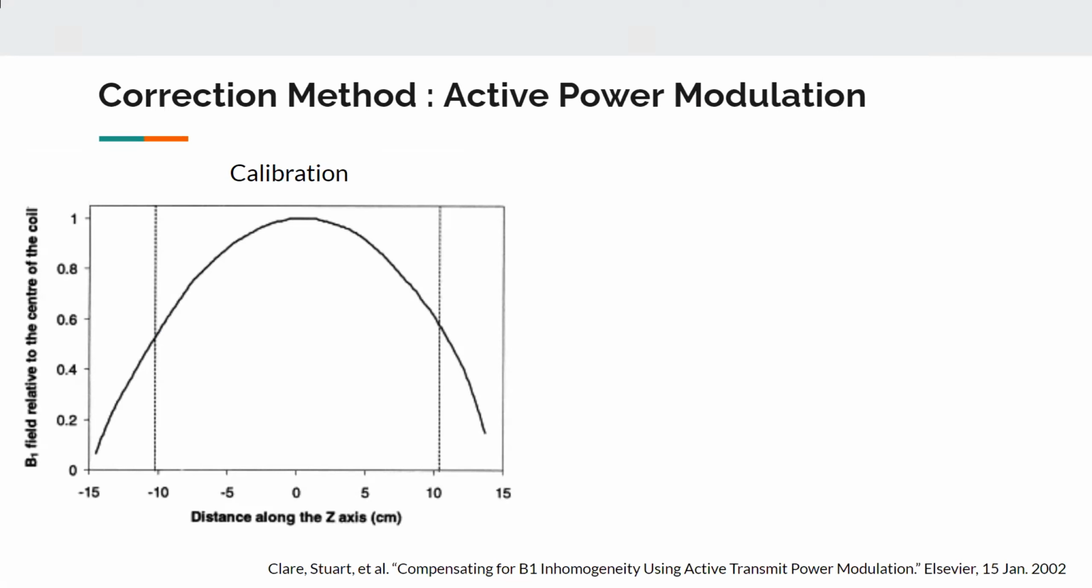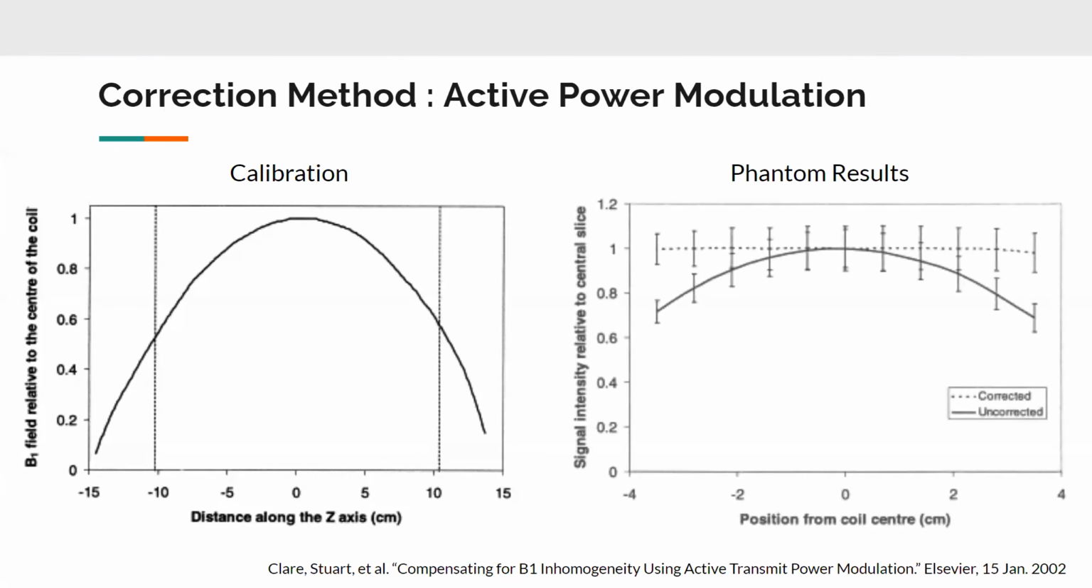And so focusing on the methods of the paper, they started with a calibration, which was just a pickup coil, which was positioned so that accurate measurements of the B1 profile along this Z-axis could be made. And this figure right here shows the average variation in B1 measured along that axis, normalized relative to the center of the coil. So once calibrated, the B1 data could then be used for the active transmit power modulation.